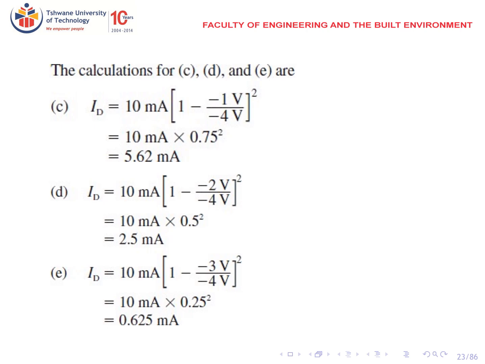The calculations for C, D, and E. So for C, when VGS equals -1, it will be -1 divided by -4. So 1 minus that gives us 0.75 squared times 10 milliamperes, giving us 5.62. For -2, it gives us 2.5. For -3, it's 0.625. So as VGS becomes more negative, the value of ID becomes less and less until it's zero. It's zero when we reach VGS off.